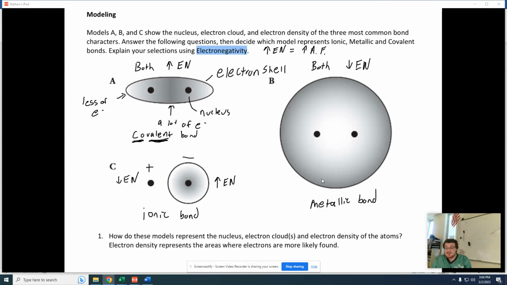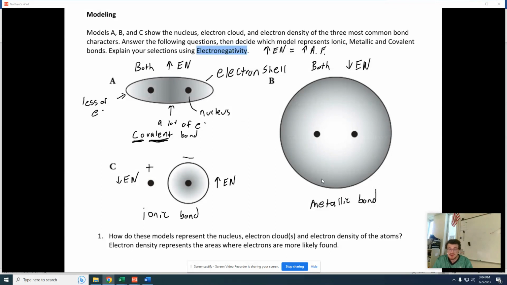So that explains all three of these models. In the covalent, the electrons are stuck in the middle. In the ionic, electrons have left one atom to join another. And then in the metallic, the electrons are on the outside and they're not being pulled in with a lot of force. So that means these electrons can move around a lot.